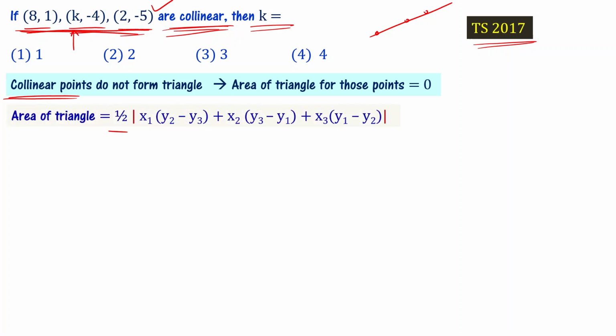Half times modulus of x1 times y2 minus y3 plus x2 times y3 minus y1 plus x3 times y1 minus y2, right? So for these 3 particular points, if we find the area of the triangle, the area is going to be 0 because they are collinear points. Right? What are the values of x1, x2, x3 and all?